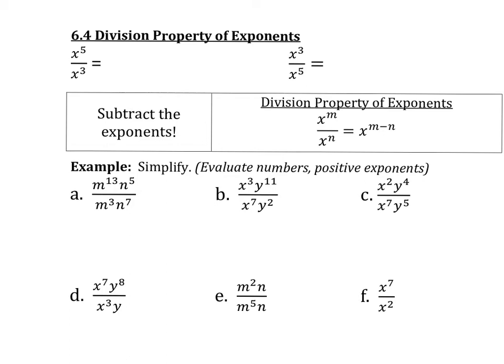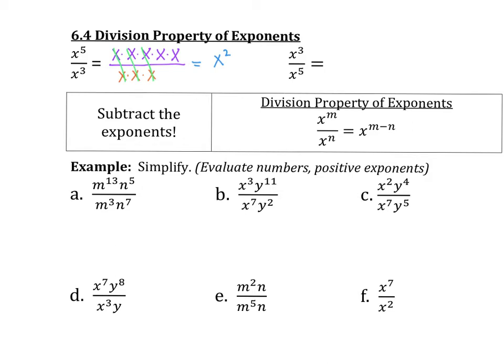Okay, the last section of chapter 6 is the division property of exponents. Before I tell you the property, I'm going to write this out the long way to show you why the property works. So this is x to the fifth over x to the third, which means in the numerator I have x times x times x times x times x. In the denominator, I have x times x times x. I should be able to cancel some of these, so I could cancel 1, 2, 3 of them. And then I am left with x to the second as my answer.